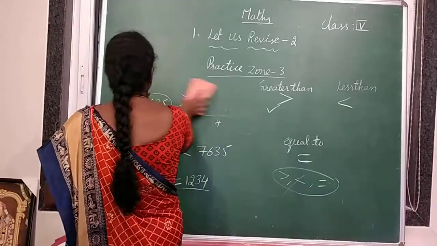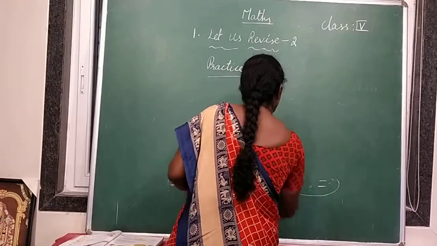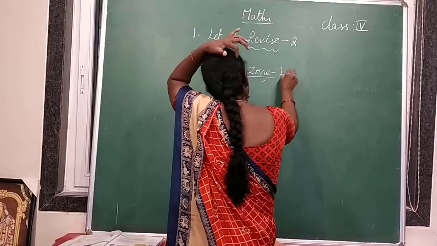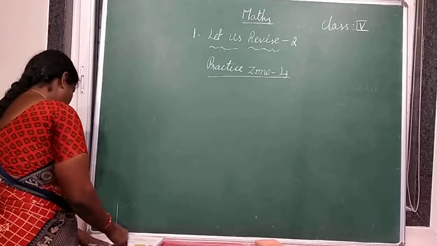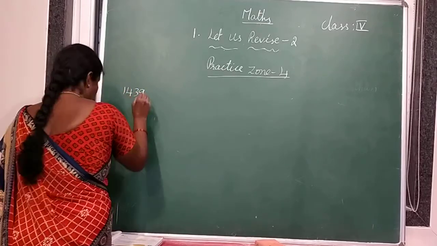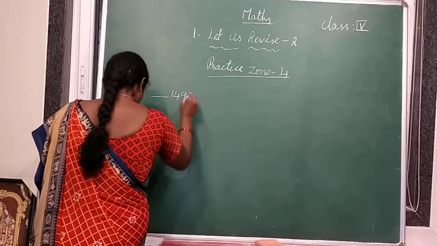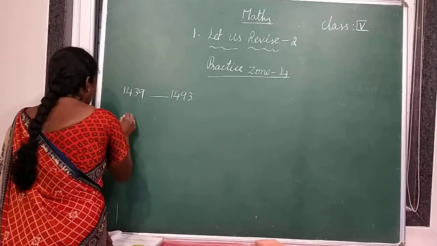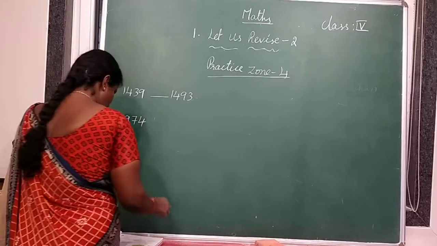Now practice zone 4. And 1493. So understood for everybody? So try these sums. I am writing questions. Before copying these questions, you have to try in your books.